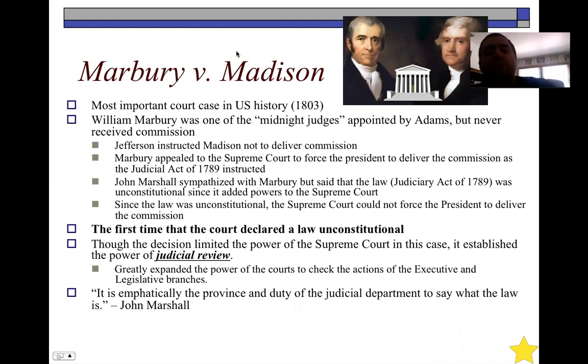So what is Marbury v. Madison on the left? This is one of the most important cases in history of the United States. It's from 1803.